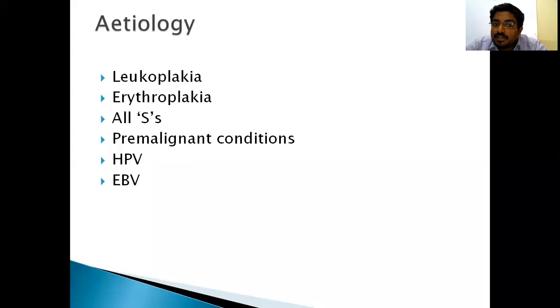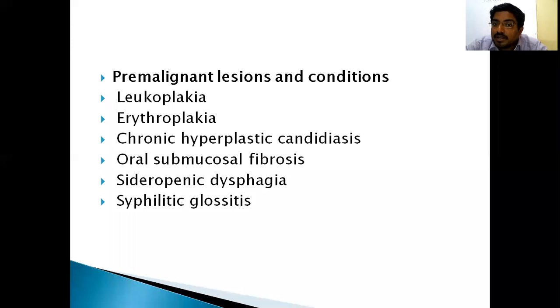And premalignant conditions: human papilloma virus and Epstein-Barr virus. See, premalignant conditions and lesions. What are the premalignant lesions? Leukoplakia, erythroplakia, chronic hyperplastic candidiasis. These are the lesions. Then what are the conditions? Oral submucous fibrosis, sideropenic dysphagia, and syphilitic glossitis.